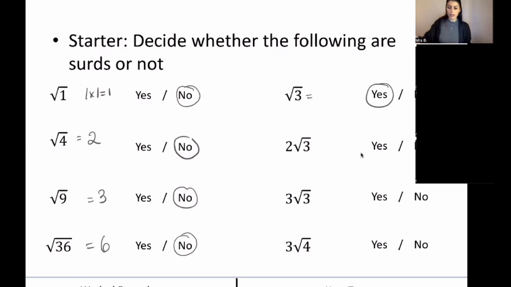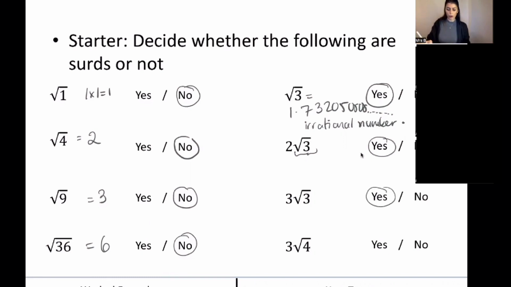If you were to put it into your calculator, you get 1.732050808, and it actually goes on to infinity, and this is what we call an irrational number. 2 root 3, well, we know that root 3 is a surd, so 2 root 3 is also a surd. 3 root 3 is also a surd, therefore.